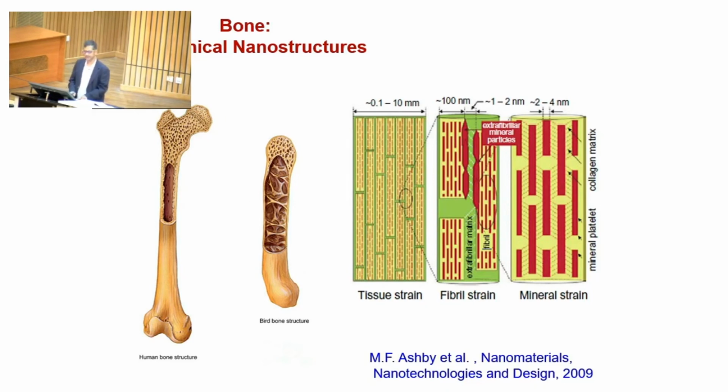So bones are what? They are composites again. Inorganic, organic. What is organic? Collagen fibers. Okay, that's the collagen. And what is the inorganic part? Hydroxyapatite, apatite crystals. They are nanometric. They are very hard but brittle. So you are putting hard and brittle materials in a tough matrix like collagen.